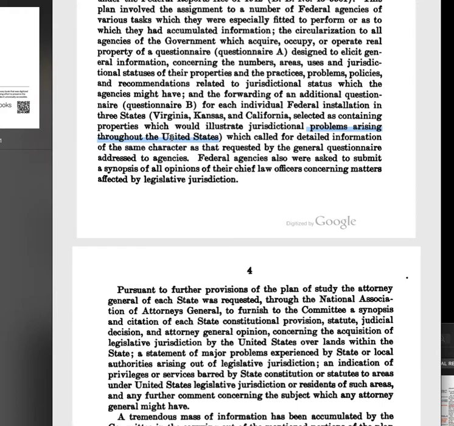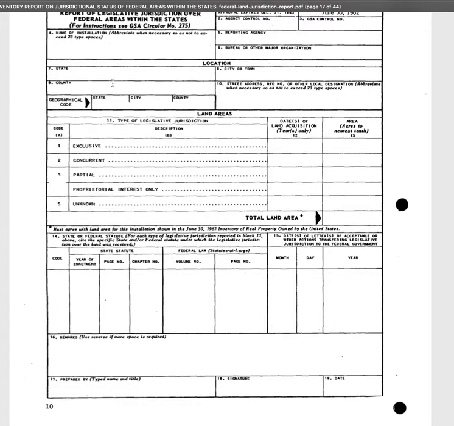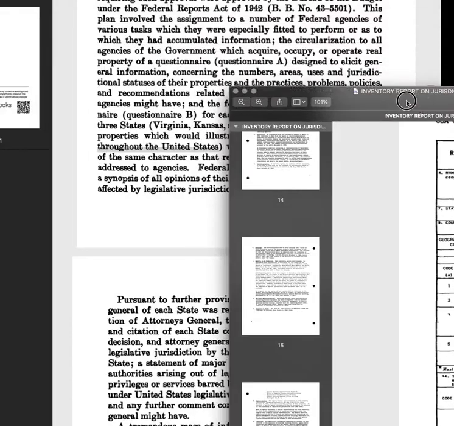Okay. So it's talking about the general questionnaire addressed to agencies. Federal agencies also were asked to submit a synopsis of all opinions of their chief law officers concerning matters affected by legislative jurisdiction. So in my opinion, if you're in court and they're saying, well, we're going to do this, that, and the other to you, ask them for the most recent copy of the report of legislative jurisdiction over federal areas within the states. And this would be proof of their jurisdiction, which they don't have any. If they're not a military reservation, they really don't have any.